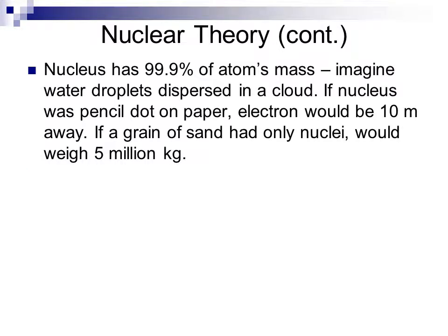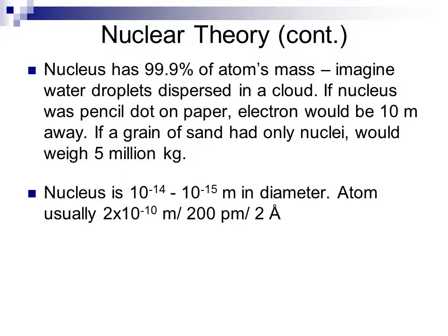Now, the nucleus is 99.9% of the atom's mass. It's kind of like the idea of a water droplet that is dispersed in a cloud. If we're looking at clouds, these are individual little water droplets. That is how the atoms are arranged. If you think of the relative size of a nucleus, if you put a small dot on a piece of paper with a pencil, the electrons would be up to 10 meters away from that dot. So it's a very large empty space. A grain of sand comprised only of nuclei would weigh 5 million kilograms. So the nucleus is very small but very dense.